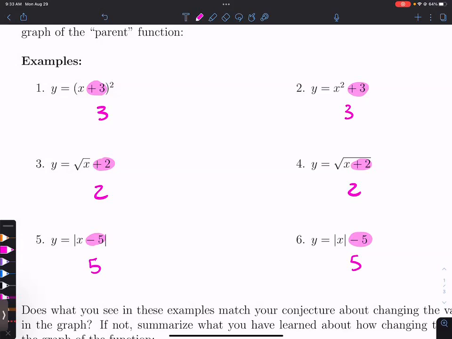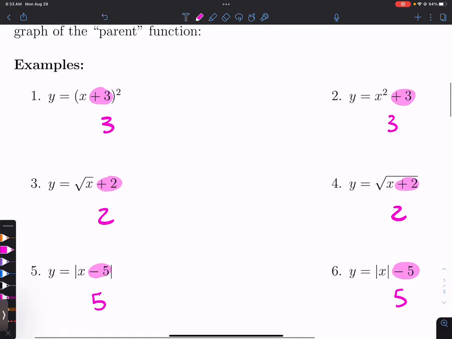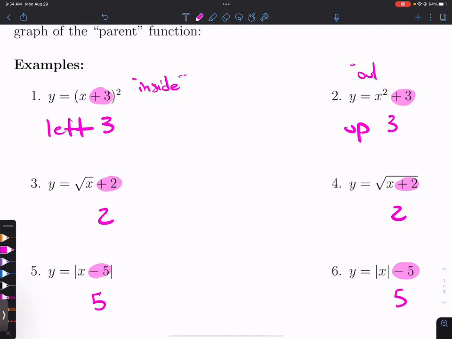Okay, so the number part affects how far. Somebody tell me about 1 and 2. What's the difference in where that +3 shows up? Here it's inside, here it's outside. Okay, so +3 inside here, that's going to move 3 to the left. This one will be 3 up. Everybody agree? We happy with that? Okay.